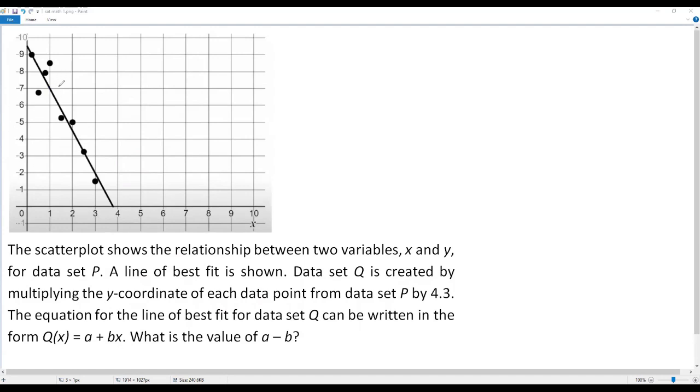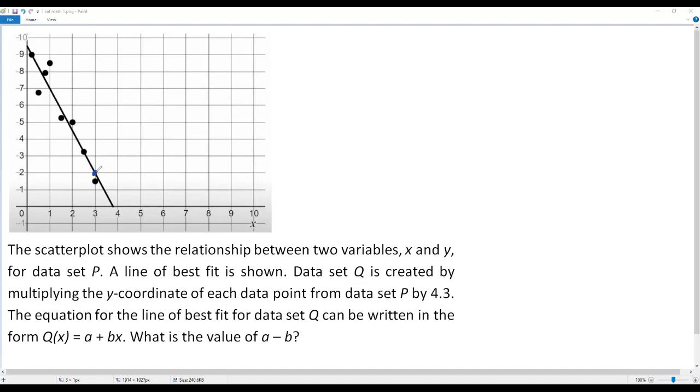In the given graph, I have the scatter plot and line of best fit for data set P. And if I want to get data set Q, what I have to do is, at each point of data set P, I have to multiply the y coordinate by 4.3. From the given line of best fit for data set P, let me choose 2 points. We have to choose 2 points so that both the x coordinate and y coordinate are integers, so that the calculation process will be easier.